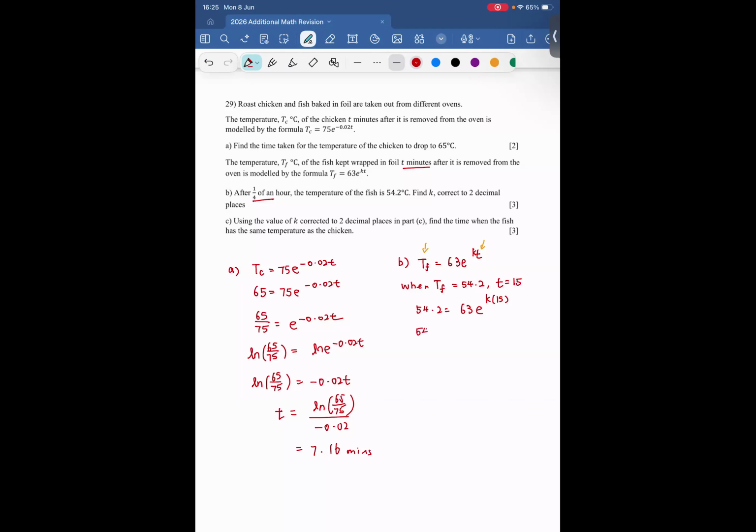Okay, so just divide your 63 over, ln both sides. Bring down the 15K. So K is just equals to this divided by 15. Get negative 0.01003. Answer 2 decimal place, 0.01.